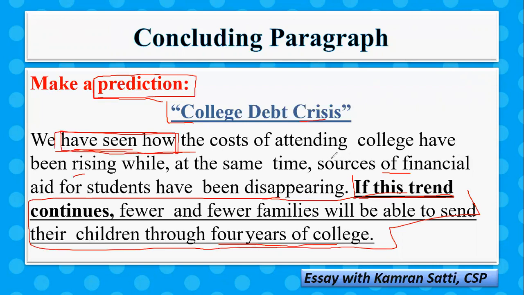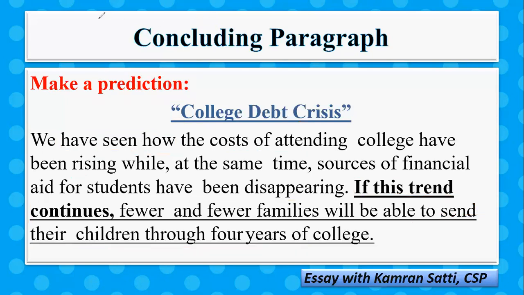We have already discussed these things, that is, the cost of attending college has been rising and sources of financial aid for students have been disappearing. We have discussed these factors at length in our essay, and on the basis of that, we are making a prediction. So this was the first approach to writing a concluding paragraph.